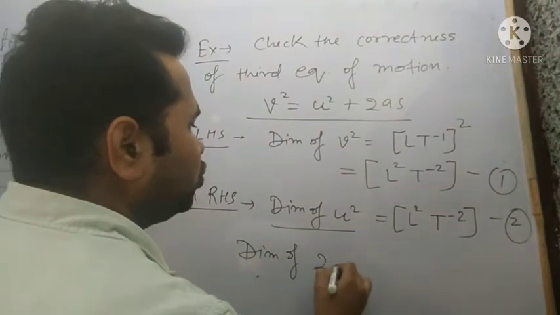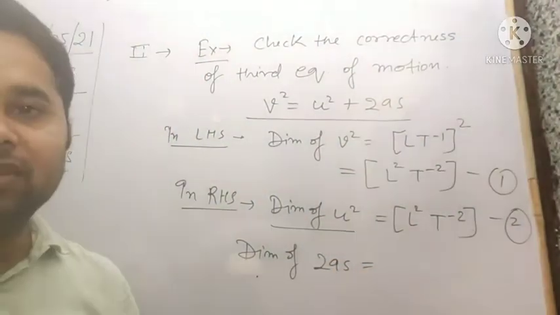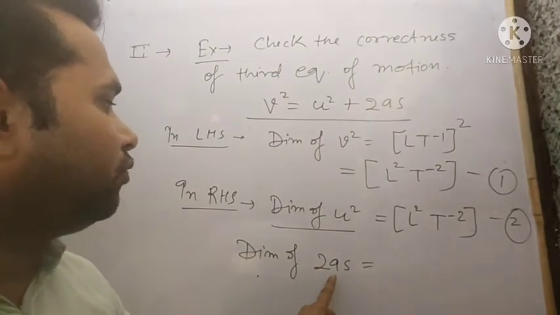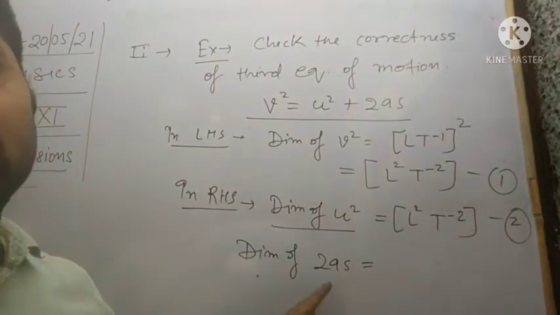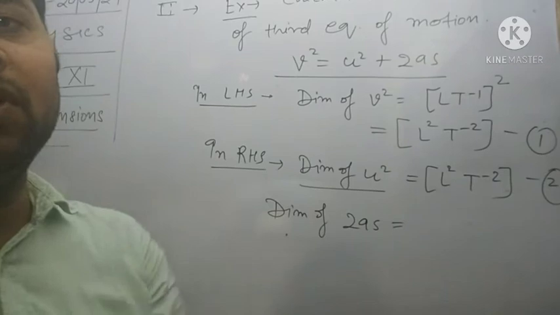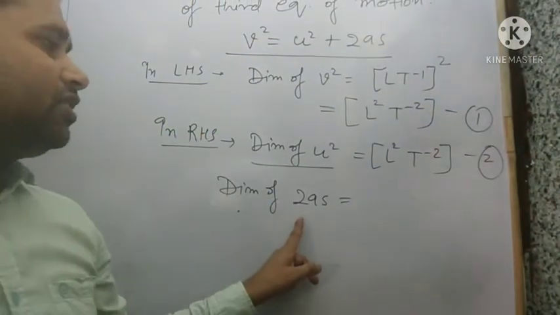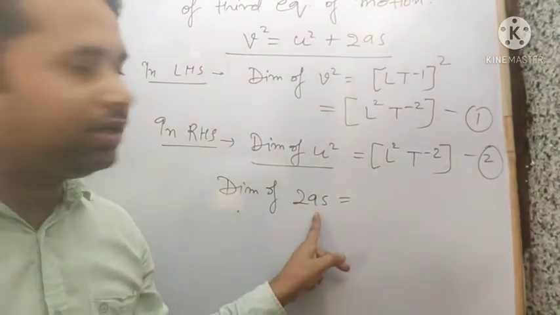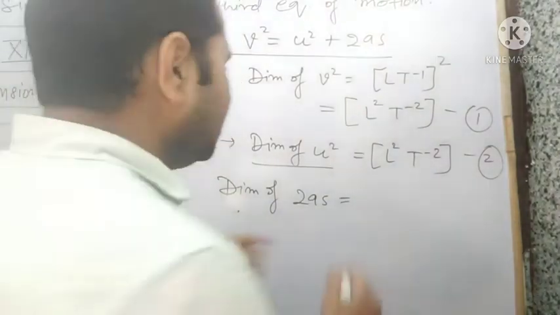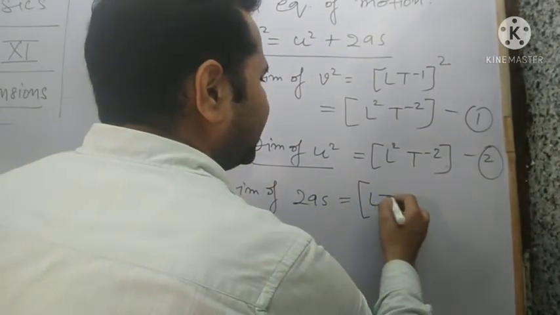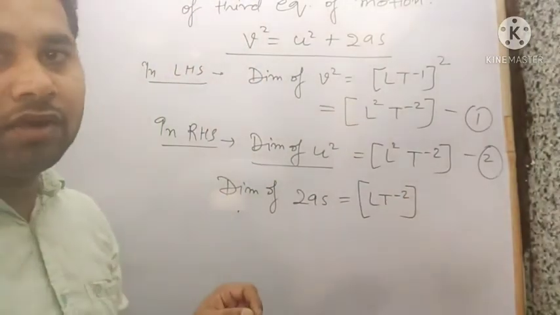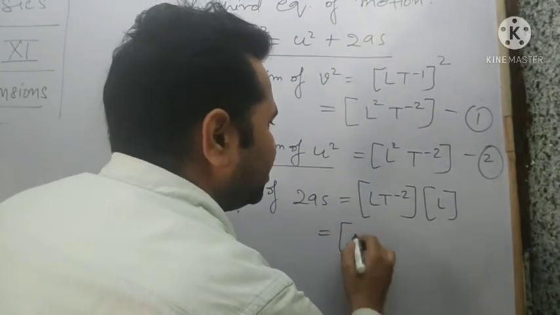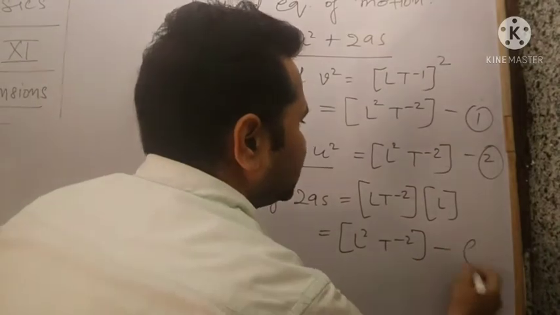Now check the third, dimension of 2as. अब देखो dimension of 2as में we have to find the dimension of a into s only, not for 2, because you know that 2 is the constant. 2 का कोई डायमेंशन नहीं होगा, ठीक है ना. 2 का कोई डायमेंशन नहीं बनता है. So we have to check here the dimension of a into s, where a is the acceleration and s is the distance or displacement. एक्सेलरेशन के लिए जानते हैं LT minus 2 आज ही कैलकुलेट किया हुआ है, and s this is basically length. So finally combining L2T minus 2, equation number 3.